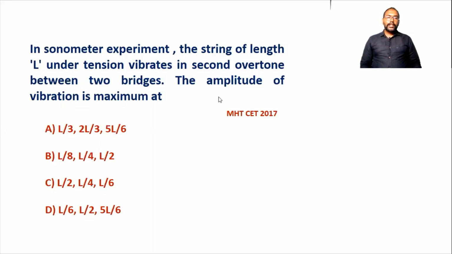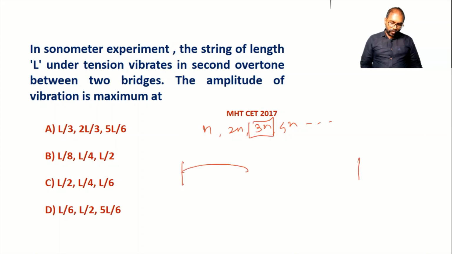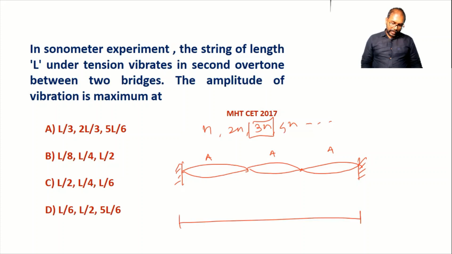Now here, in a sonometer experiment, a string of length L under tension vibrates in its second overtone. Now here the string vibrates n, 2n, 3n, 4n, 5n and so on. Second overtone means 3n, which means 3 loops. You can see here, 1, 2 and 3, so total 3 loops. Amplitude of vibration is maximum at, so amplitude is maximum at antinode. So here it is antinode, antinode, antinode. Now the total length is L.